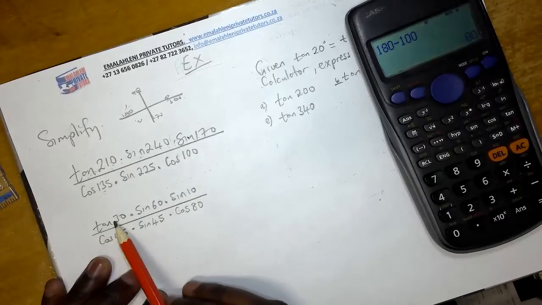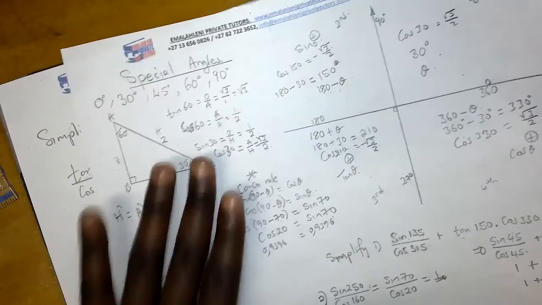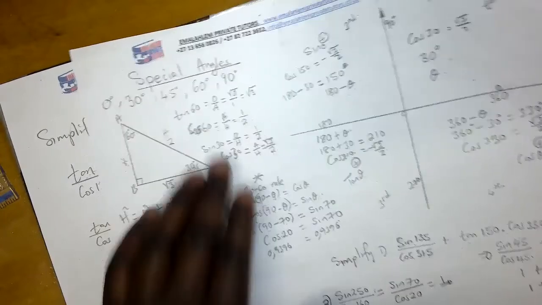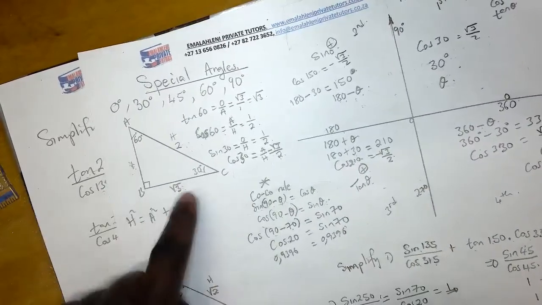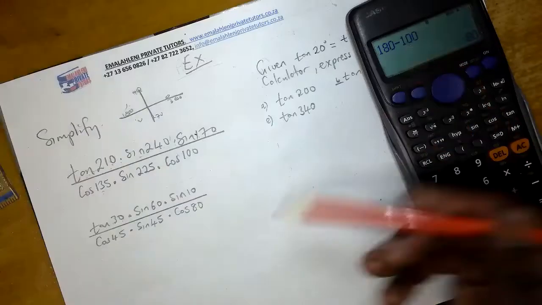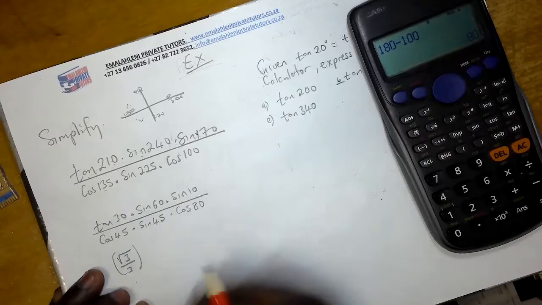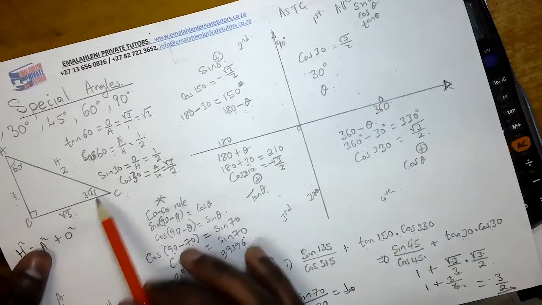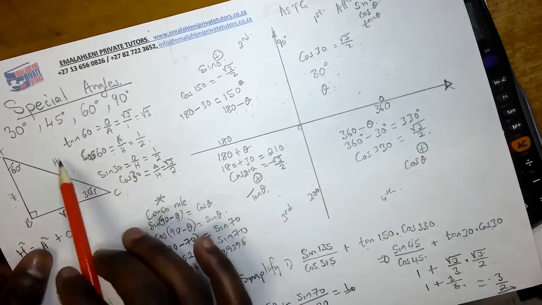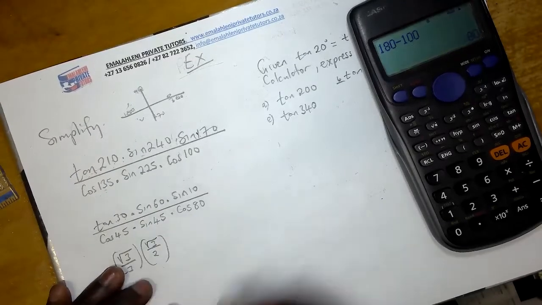Now, we check here, tan 30, and we know that tan 30 from our triangle here, you must master this, you must know this. Tan 30 is going to be equal to opposite over adjacent, which is 1 over root 3, we resolve it, root 3 over 3, we put it in bracket, you must always remember that. What about sine 60? Sine 60 is equal to opposite over hypotenuse. Root 3 over 2, we put that.